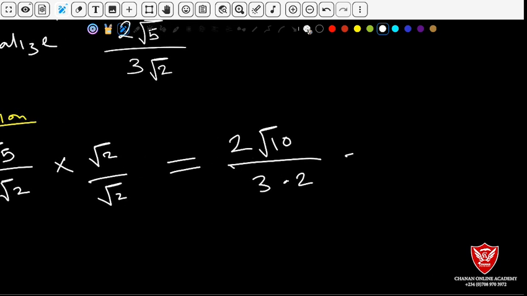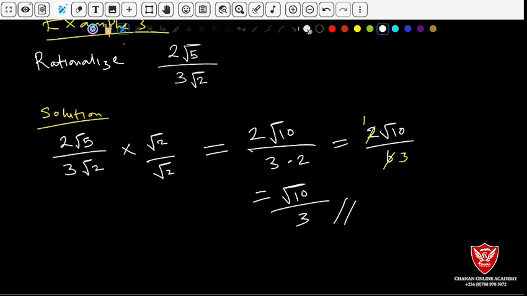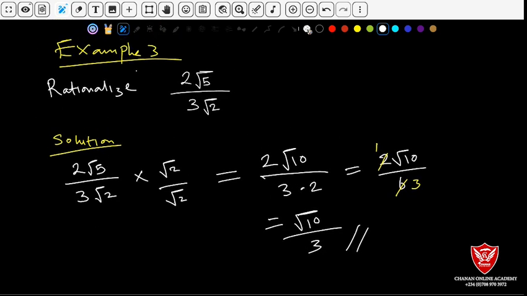And then we are going to have 2 root 10 all over 6. So if we divide 2 by 2, we are going to have 1. If we divide 6 by 2, we have 3. And then you see that we have the same answer, root 10 over 3. And you see this method is faster and easier. So if you have a question like this, you just multiply by only the surd.